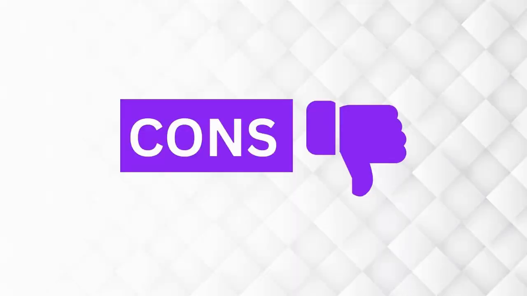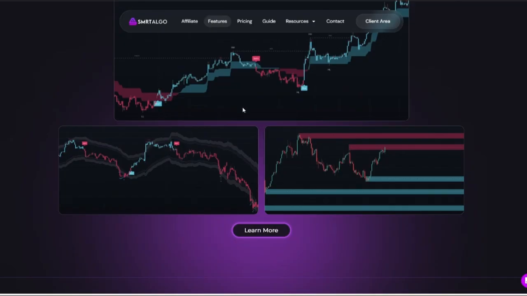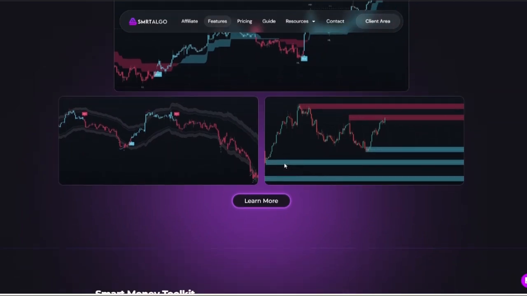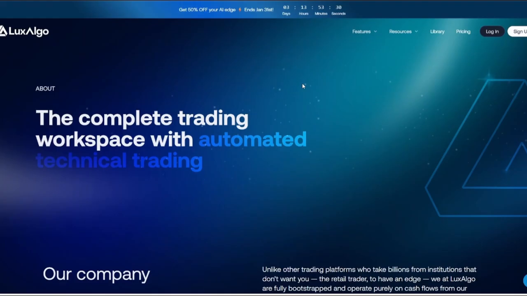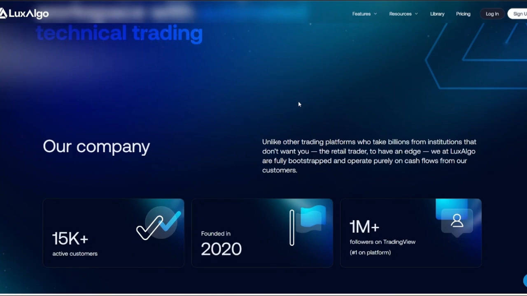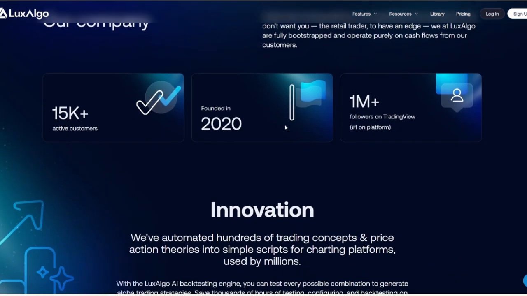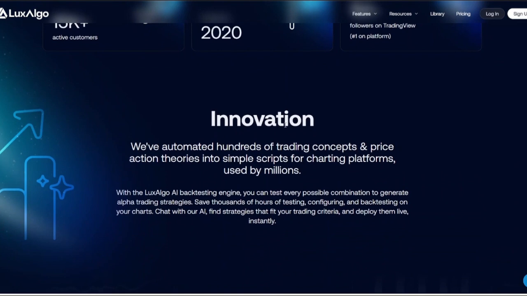How about the cons of these platforms? The cons for SMRT Algo: it has aggressive profit claims, and of course there's been mixed reviews online. And the cons of LuxAlgo: the pricing is premium, and also some users have reported issues with subscription or cancellation. Every platform has its downsides.